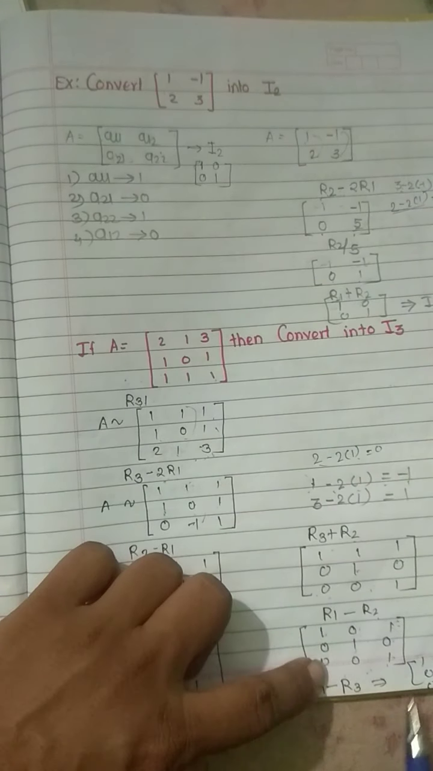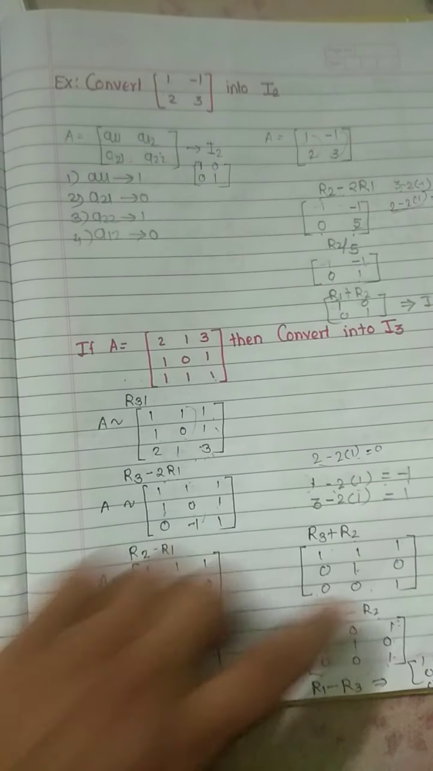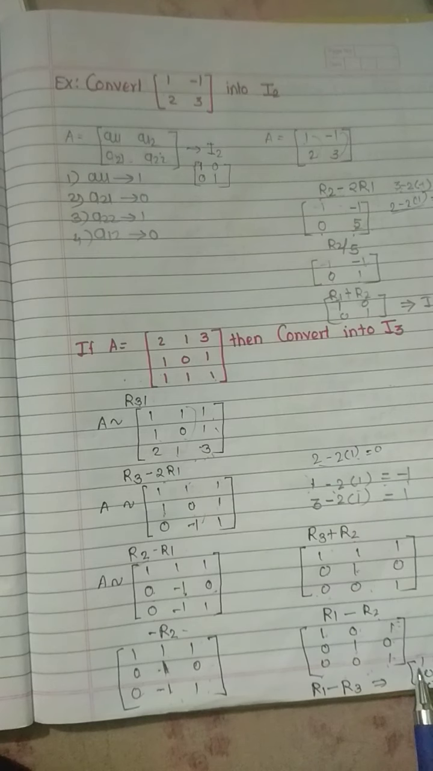1 minus 0 is nothing but 1. 0 minus 0 is nothing but 0. 1 minus 1 is nothing but 0. Therefore, the first row elements are 1 0 0. Second row elements 0 1 0. Third row elements 0 0 1, which is nothing but the identity matrix, and the order is 3. Therefore, it is written as the I3 matrix.